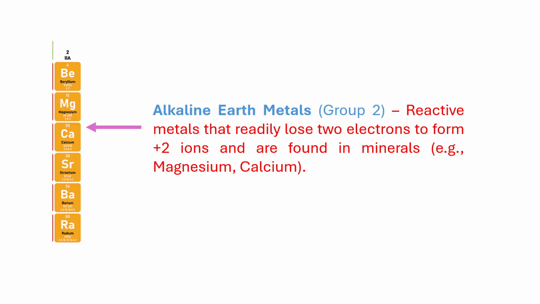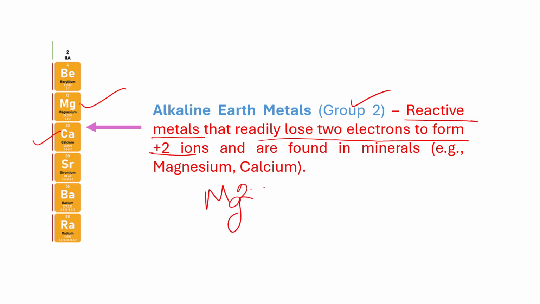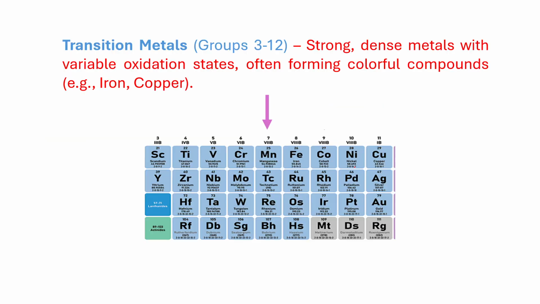And then comes the second group, group 2, which are called the alkaline earth metals. So alkaline earth metals are reactive metals that readily lose two electrons to form plus two ions. For example, magnesium here or calcium, magnesium will lose two electrons very easily and form Mg2 plus, and then calcium will do the same. It will lose two electrons very easily and form Ca2 plus.